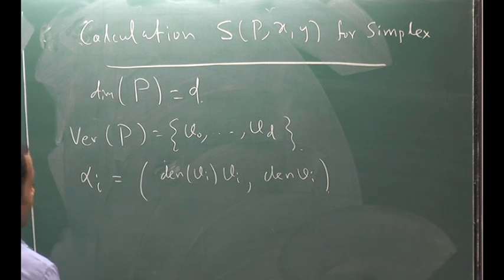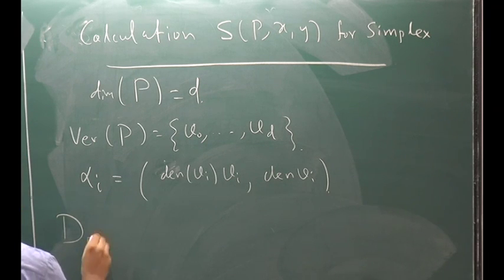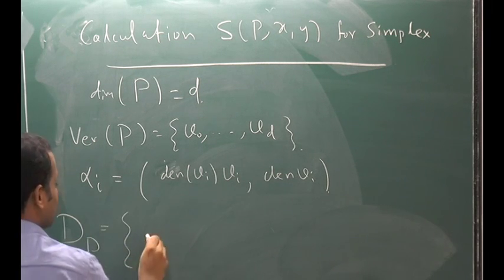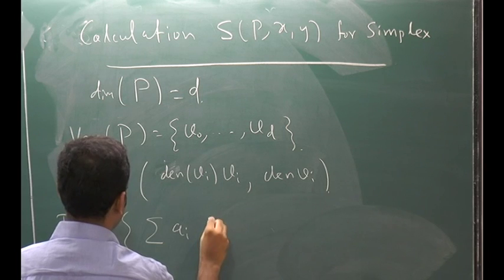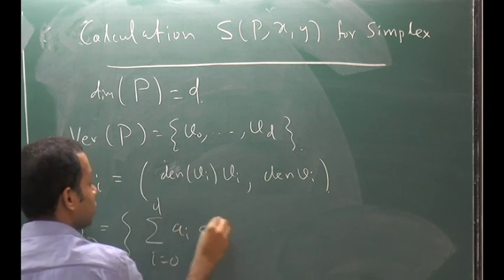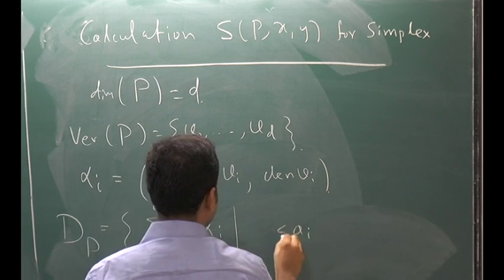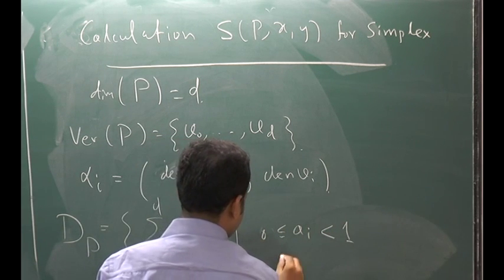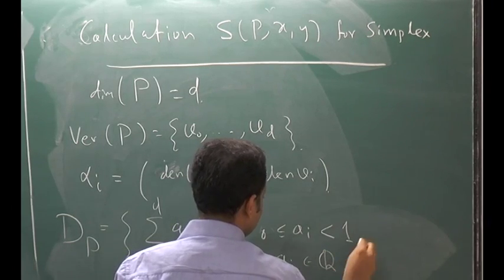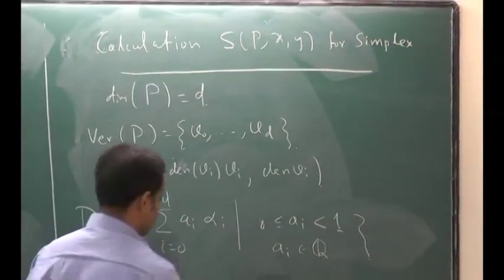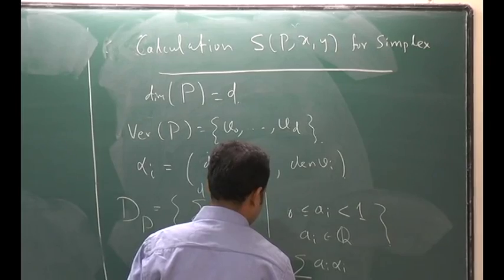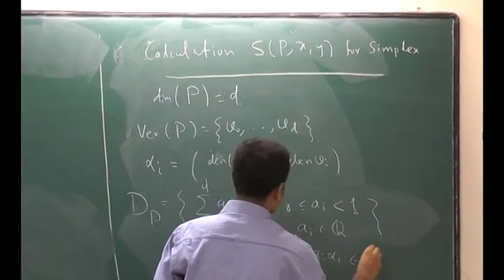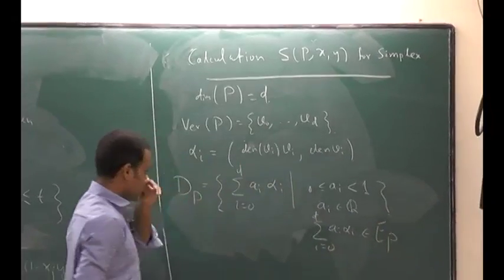Now let's construct a set D_P equal to the set of summation a_i alpha_i, i equal to 0 to d, such that a_i is greater than or equal to 0, strictly less than 1, and a_i are rational. We count this set, and of course the summation of a_i alpha_i belongs to E_P.